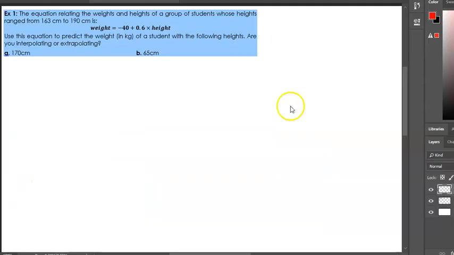We'll be looking into this example here where an equation has been provided to us. The data has not been provided, but the equation has been provided, and what it says is that the weight of somebody can be predicted provided that they give us their height. So for a group of students, their heights range from 163 to 190. So the lowest is 163 centimeters, and the highest within this range is 190.